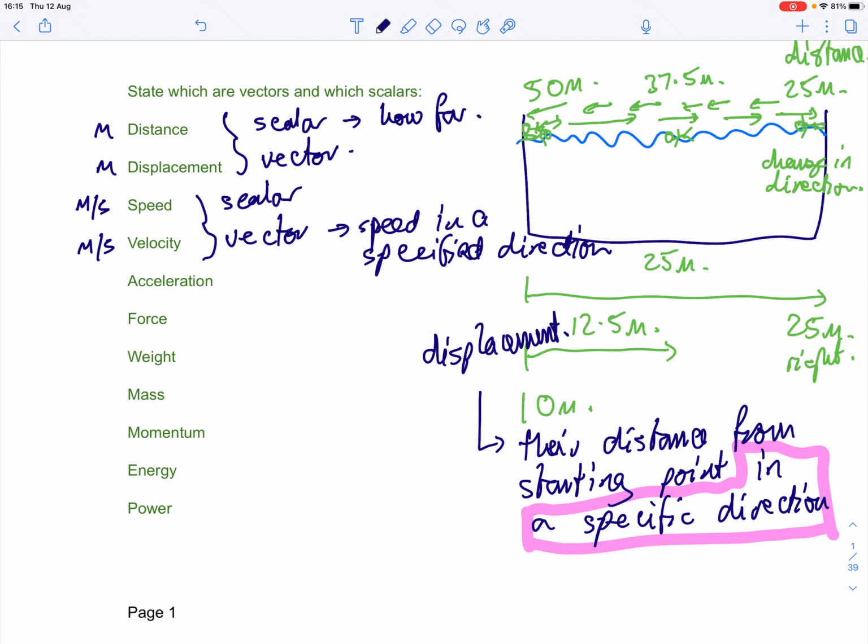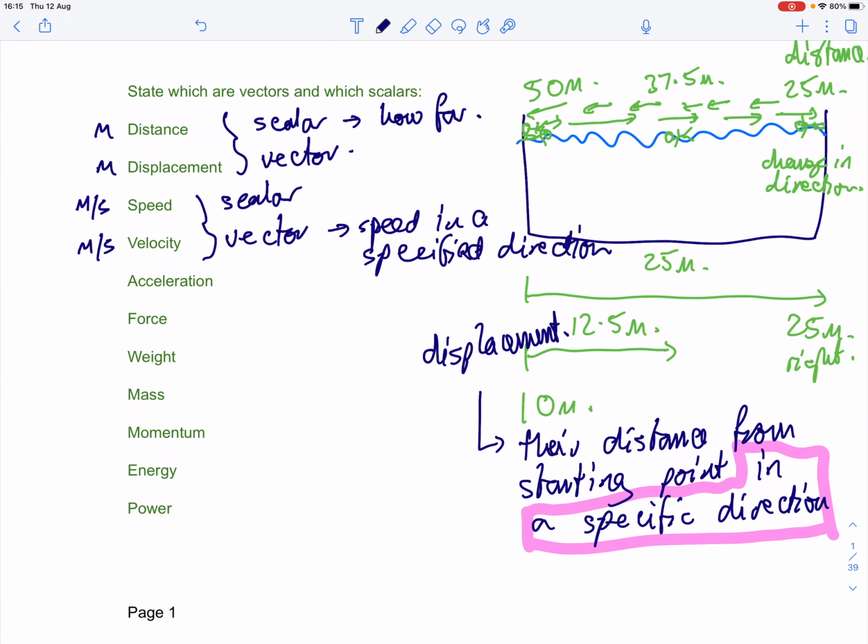So hopefully you're getting an appreciation of how to work out which quantity is which. If there's a direction associated with it, it's a vector. If there's no direction associated with it, it's a scalar. So let's have a look at these. Acceleration, let's look at this one here now. What do we think that one is? Is there a direction associated with the acceleration?